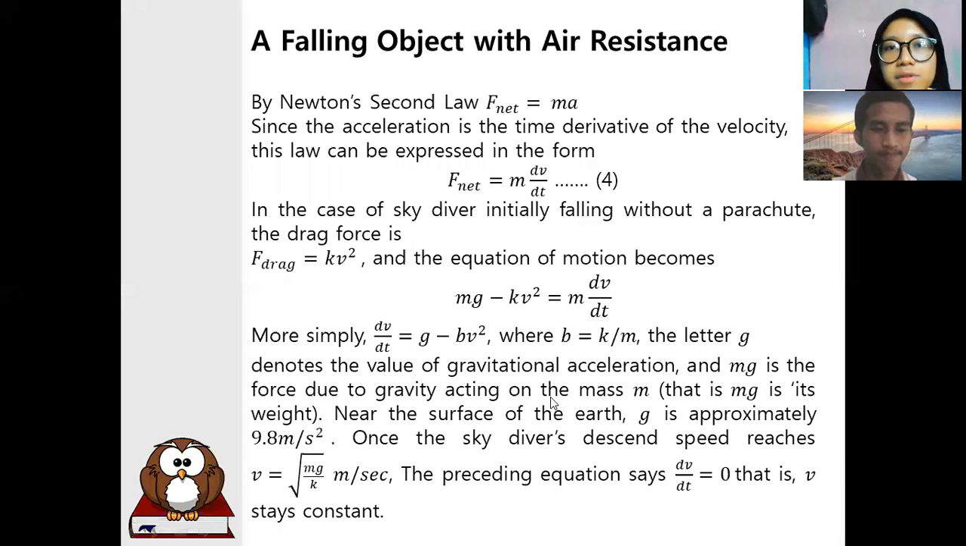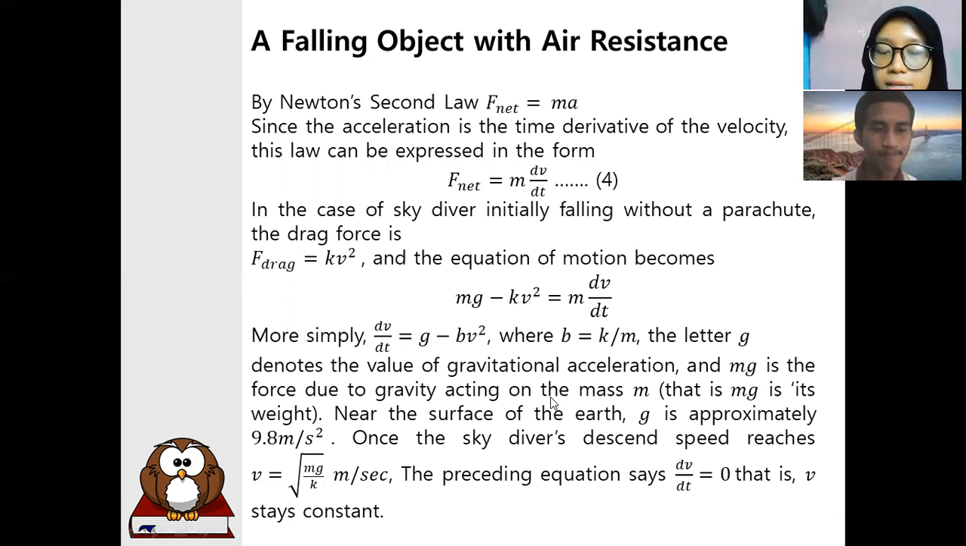Okay, next. By Newton's second law, F net equals m times a. Since the acceleration is the time derivative of the velocity, this law can be expressed in the form F net equals m times the derivative of v with respect to t. In the case of a skydiver initially falling without the parachute, the drag force is F drag equals k times v squared, and the equation of motion becomes mg minus k times v squared equals m times the derivative of v with respect to t.